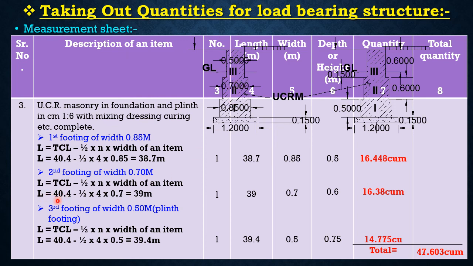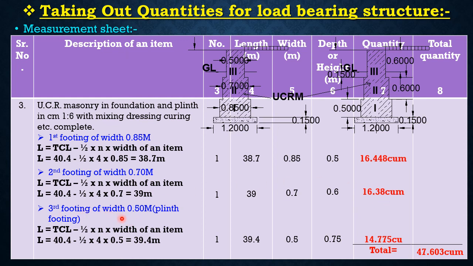Then for the second footing of width 0.70 meter, this is the second footing. L is equal to 40.4 minus 1/2 into 4 into 0.7. The length is 39 meter. Here number is 1, length is 39 meter, width is 0.70 meter. This is the second footing and depth is 0.6 meter from here to here. Then multiplying column number 3, 4, 5, 6, number into length into width into depth, quantity is 16.38 cubic meter.